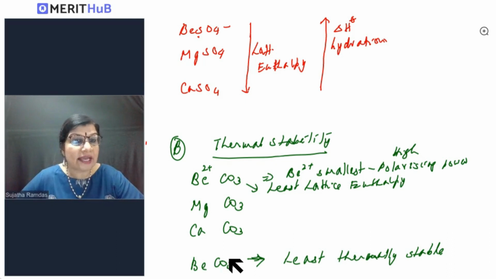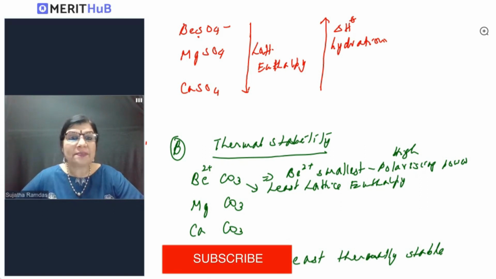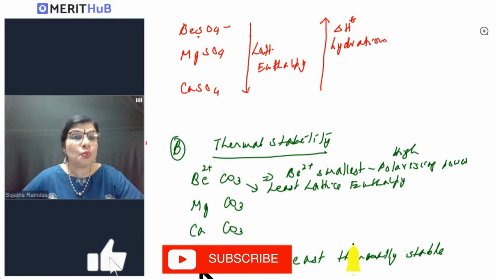Why is the lattice enthalpy low? Because of the size of the cation. Carbonate ion is a large anion. So whenever the cation is very small and the anion is large, polarization power is high. So beryllium cation will pull the electron cloud of carbonate ion towards itself.